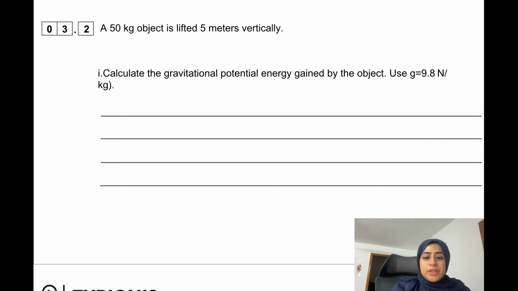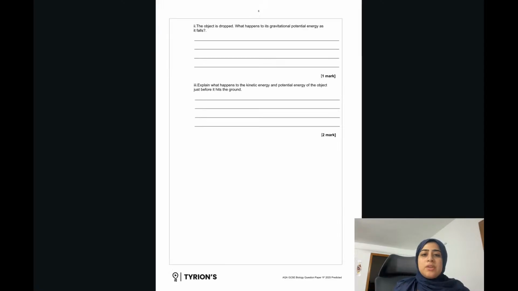Okay, 3.2. So a 15 kg object is lifted 5 meters vertically. What's the gravitational potential energy gained? Okay, so again, you're very likely to get a lot of GPE type questions in tomorrow's exam. So mass times gravity times height. Okay, so just put that into your calculator. 50 times 9.81 times 5. And that is 2,452.5 joules. That's the gravitational potential energy.